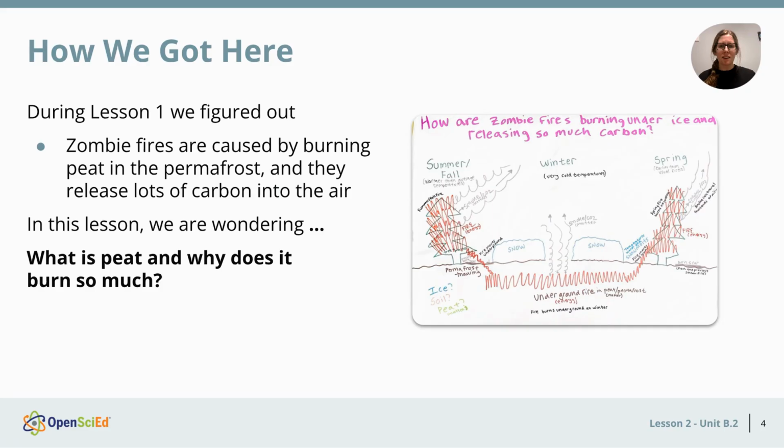Starting with how we got here. During lesson 1, we figured out that zombie fires are caused by burning peat in the permafrost, and they release lots of carbon into the air. In this lesson, we are wondering, what is peat and why does it burn so much? There must be something special about it to allow it to burn underground.